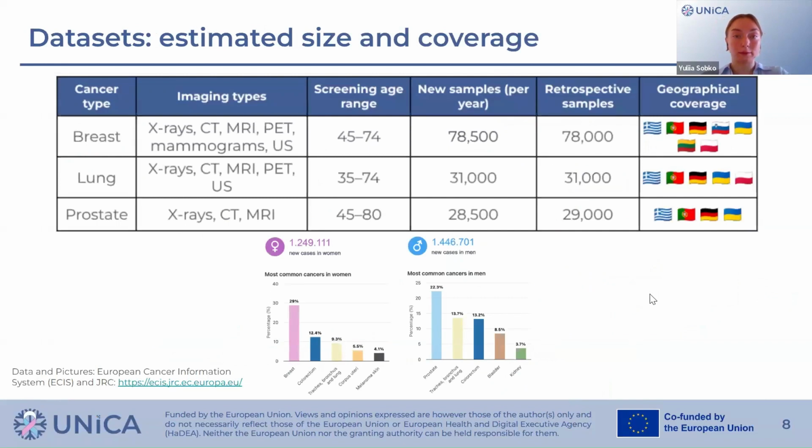In terms of data, we estimate these figures. In particular, as you can see, we collect cancer imaging from breast, lung, and prostate screening processes. As you can see from the bottom graph, breast is the most common cancer in women. Prostate is the most common cancer in men, while lung is second among men and third among women.